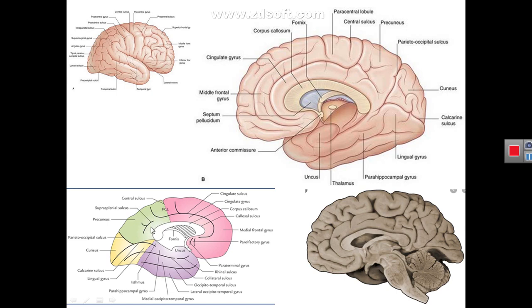You can see that the precuneus, the posterior part of the paracentral lobule, and the posterior part of the cingulate gyrus are part of the parietal lobe. Most of the cingulate gyrus is of the frontal lobe, but the posterior part of the cingulate, the posterior part of the paracentral lobule, and the big precuneus are parts of the parietal lobe. The calcarine sulcus is only part of the occipital lobe.